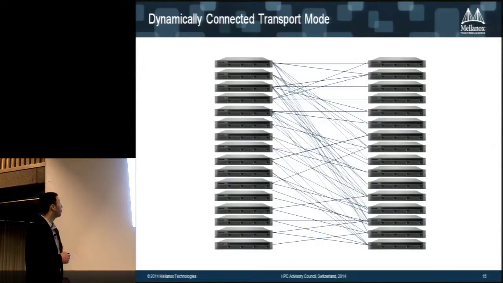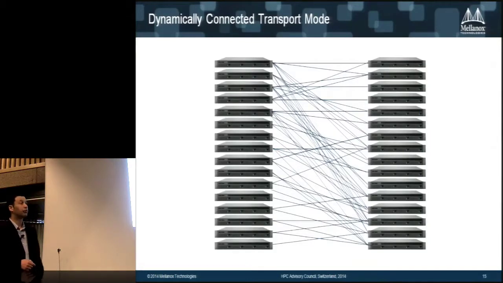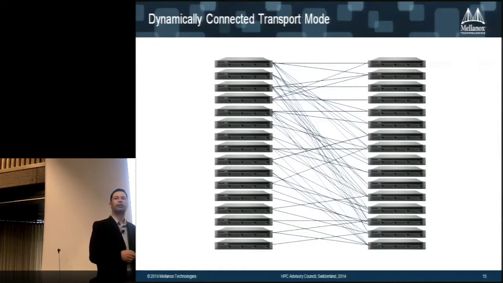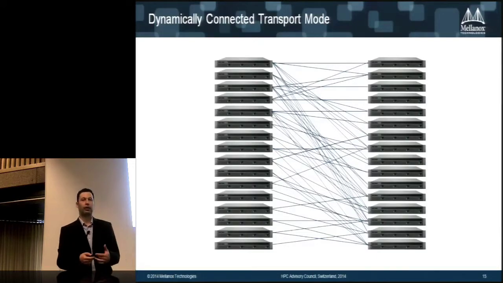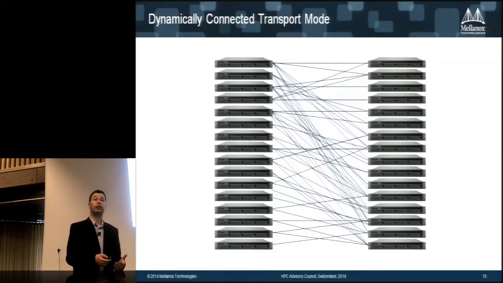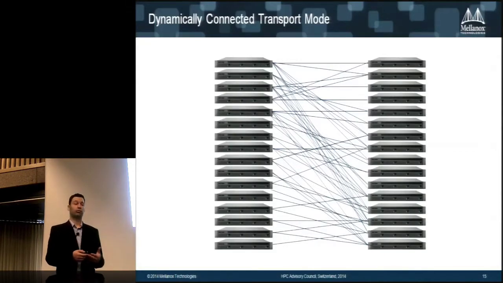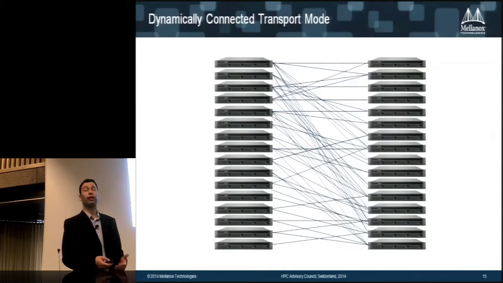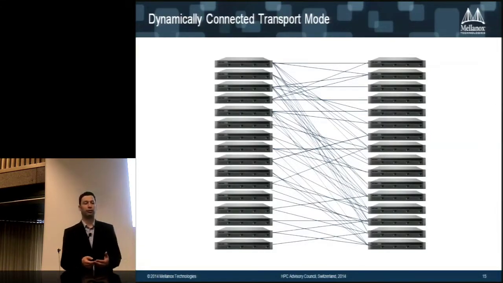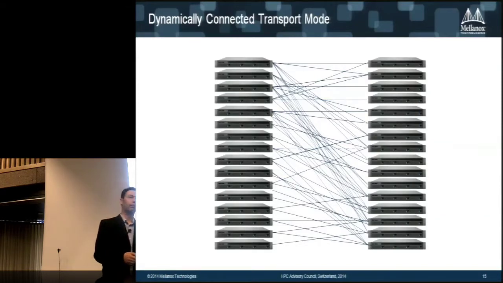So basically, we came up with an approach called dynamically connected transport mode, where we made the connection establishment a very lightweight operation. So basically, you need to have an endpoint per process, and that endpoint can communicate with the rest of the world. But as opposed to unreliable datagram, dynamically connected offers reliability with all the acknowledgements and message tracking.